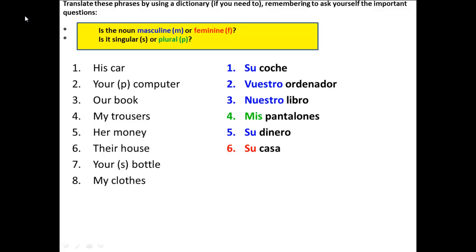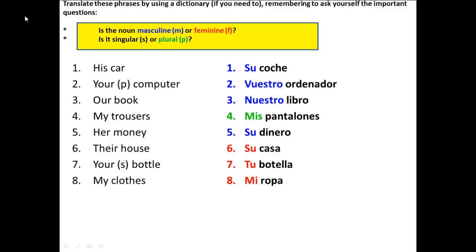Número 7. Your singular bottle. Tu botella. Número 8. My clothes. Mi ropa. Now what's interesting about this last one is that the word for clothes in Spanish is singular and not plural. So you wouldn't say mis ropas, you'd say mi ropa.